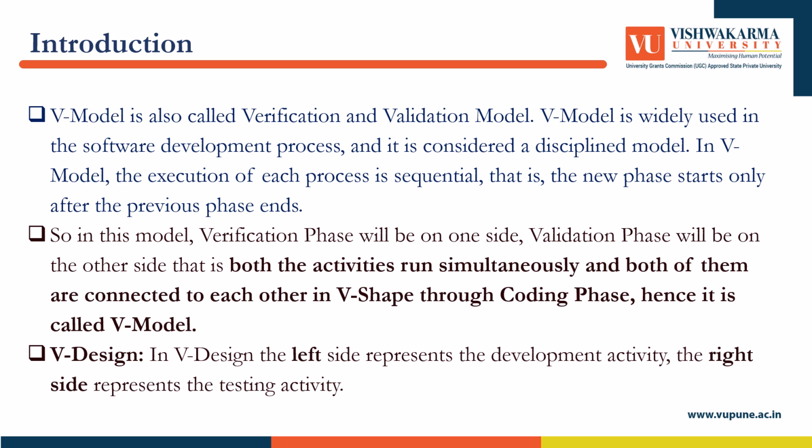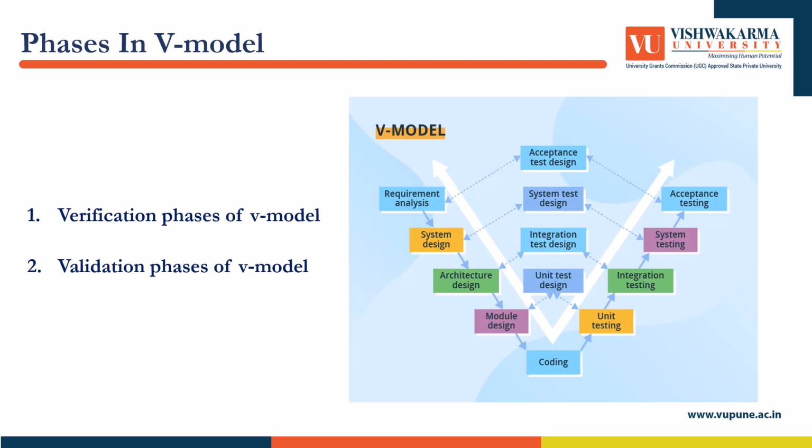In this model, both the activities run simultaneously and both of them are connected to each other in a V shape through the coding phase. Hence, it is called the V model. In the V design, the left side represents the development activity and the right side represents the testing activity. The phases in the V model: there are two types of phases, the verification phase and the validation phase.